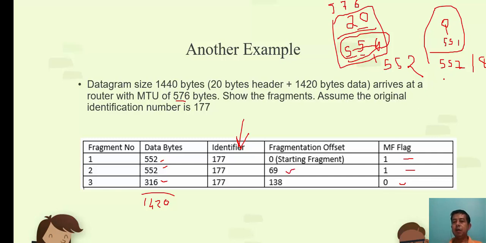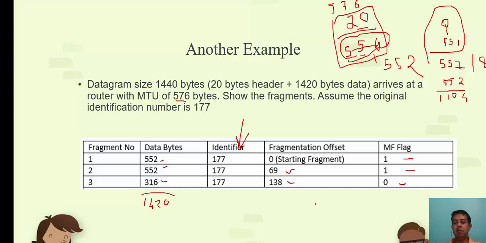Again, another 552 bytes is there in this one, so I add it. What do I get? 2 plus 2 is 4, 5 plus 5 is 10, 1 plus 1 plus 1 is 3... the total is 1104. Clear? So again, I divide it by 8. Whatever value I get is the fragmentation offset of my third fragment. So this is how we proceed.